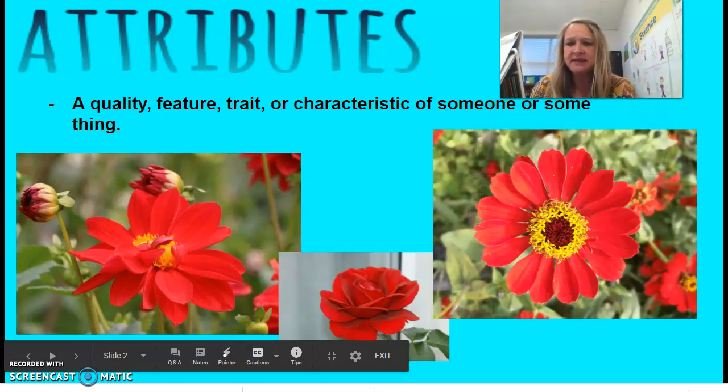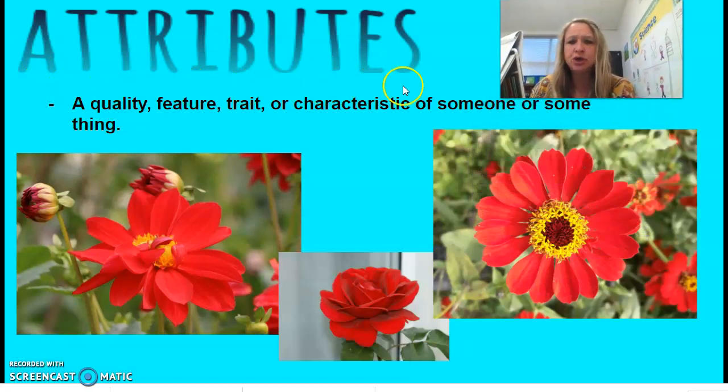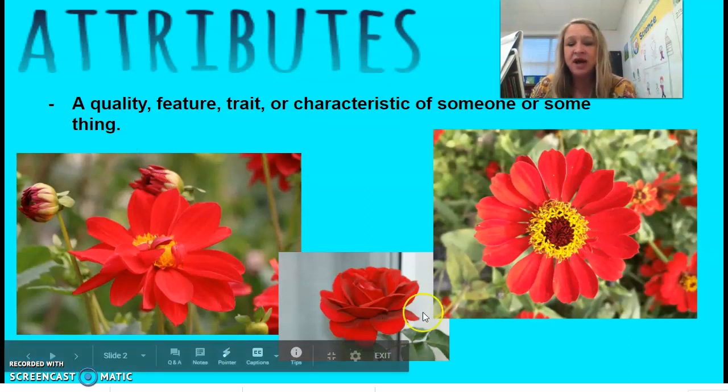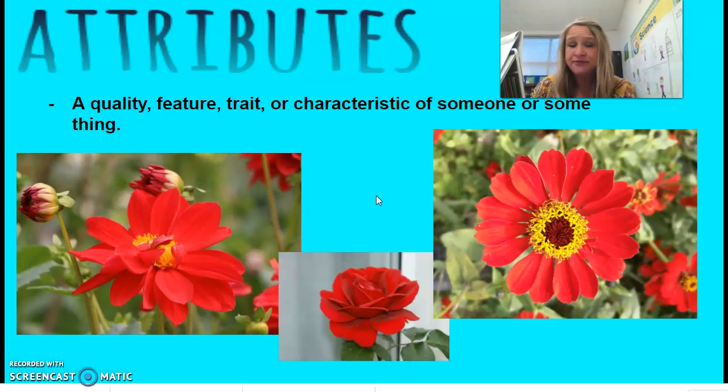Attributes. Say that big word with me. Attributes. Attributes. That means a quality, feature, trait, or characteristic of someone or something. Look at these flowers right here. What is an attribute that all of these flowers have? How can you sort the flowers? It's a characteristic or a trait that they all have.